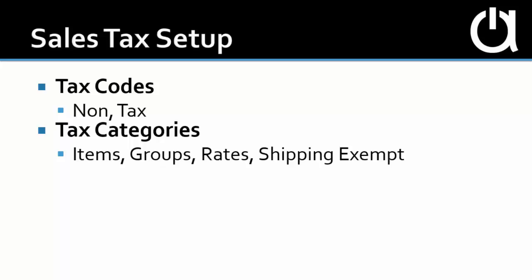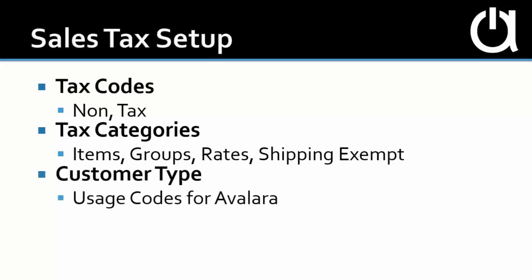Also, Avalara allows you to assign exemption codes based on a set list of usage codes from their system to let them know when certain customers are tax exempt or partially exempt. The customer type is assigned to the customer record. Without Avalara, customer types are just a list maintained in QuickBooks for reporting purposes. They're not linked in any way to sales tax.